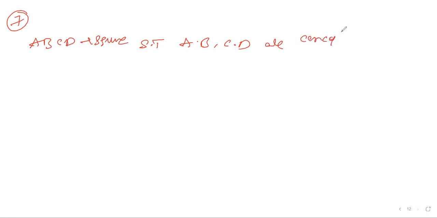Seventh question: ABCD is a square. If ABCD is a square, then show that A, B, C, D are concyclic. So this is clear. You need to show that ABCD are concyclic. ABCD is a square; this is the data they mention.